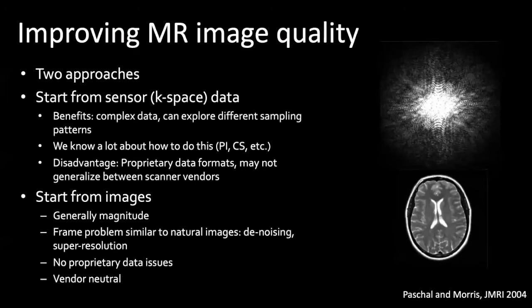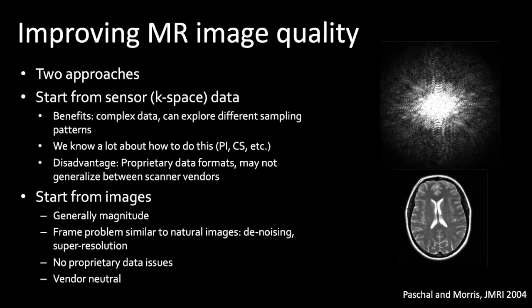Okay, so how do we improve image quality? Because if we can improve image quality, we can obviously image faster. And there are 2 approaches. One is to approach it from the sensor side and the k-space data. This has been something that people have been working on both at Martinos and out here at Stanford for a long time. And there are a lot of benefits to this, right? You have complex data. You can explore lots of interesting and different sampling patterns. You can put a lot of coils on the outside and use parallel imaging and compressed sensing techniques.